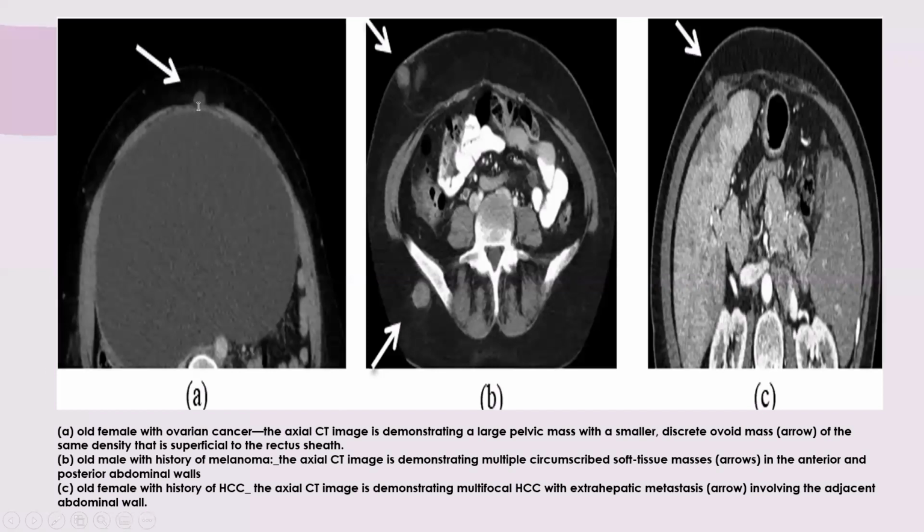B, a patient with a history of melanoma; axial CT demonstrates multiple circumscribed soft tissue masses in the anterior and posterior abdominal wall. And C, a patient with a history of multifocal HCC, with extrahepatic metastasis seen adjacent to the abdominal wall, anterior abdominal wall.